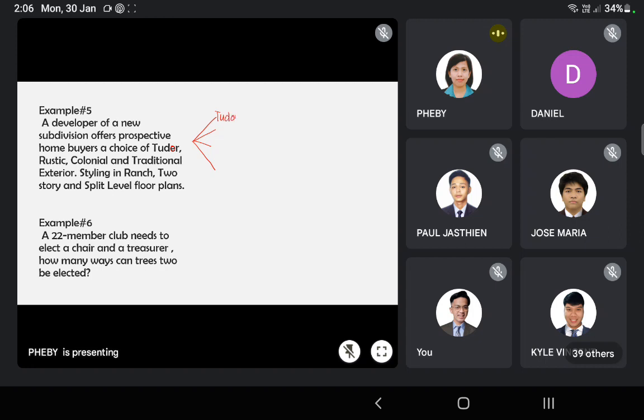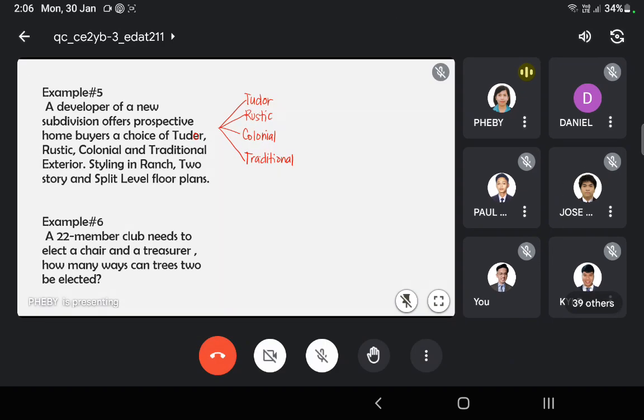Okay, this is Tudor, rustic, and colonial, and traditional. Yan daw yung mga finishes na inaalok niya. And with these four finishes, pwede niyang gawin na ranch or meron siyang choices. It's either ranch, two-story, or split level. So those are the options niya. Kung rustic, ganun pa rin.